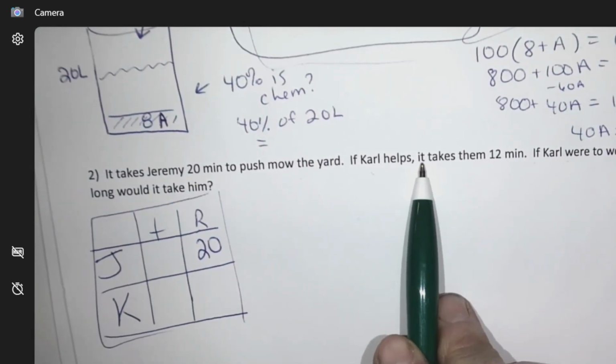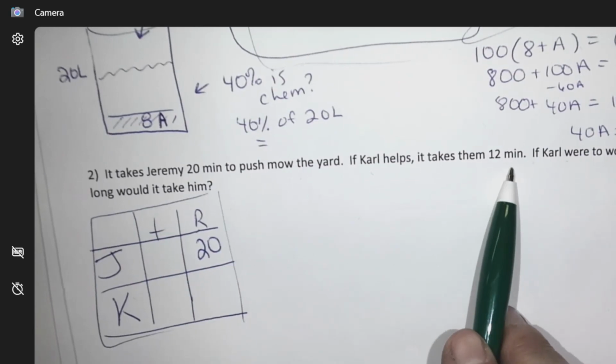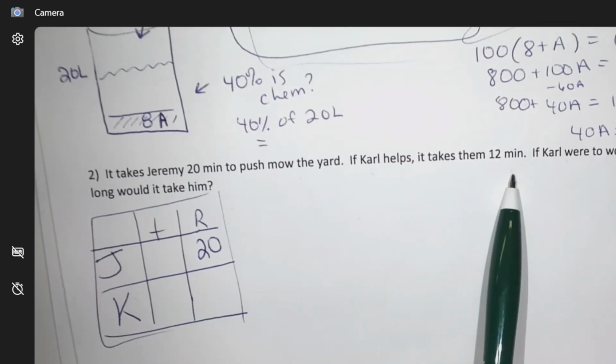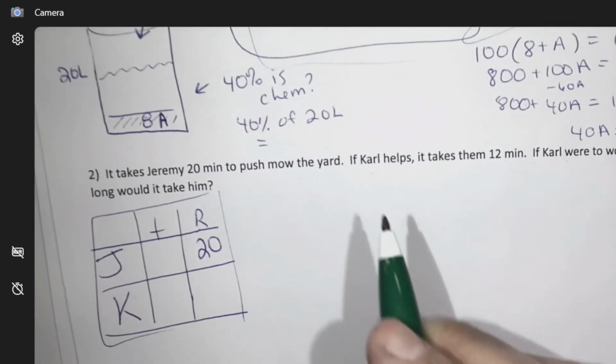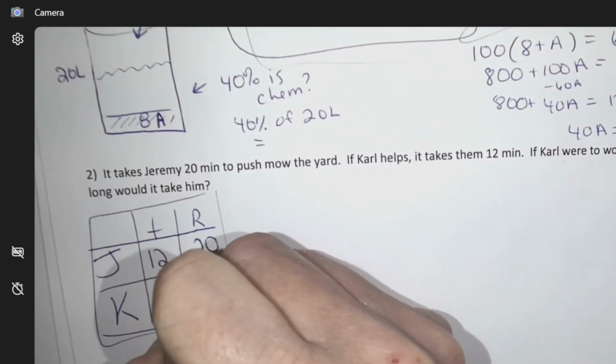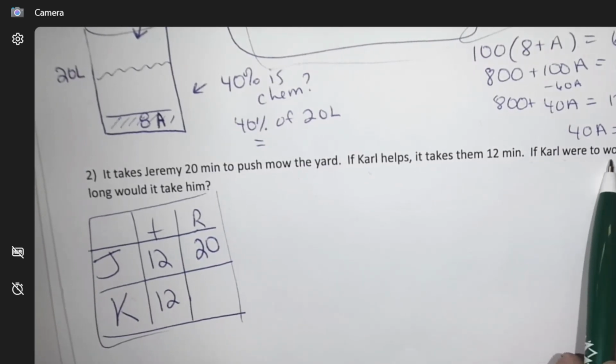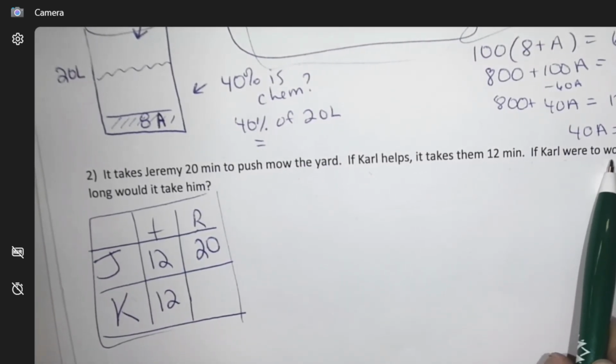If Carl helps, then it would take them 12 minutes. Is that a time of working or is that somebody's rate to do a job? That's a time. That's not a rate, okay, that's just a time that they work for. So 12 is the time, and they both did it for 12. So if Carl were to work alone, how long would it take?